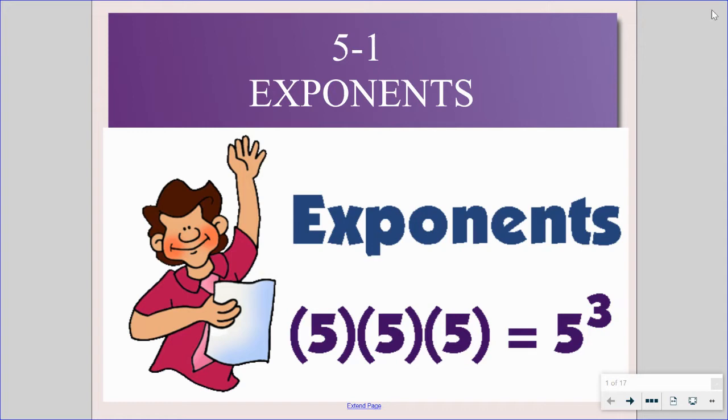Today is going to be Chapter 5, Lesson 1 in preparation to move along into Chapter 5. But don't forget, we do have the Chapter 4 test coming up next week.